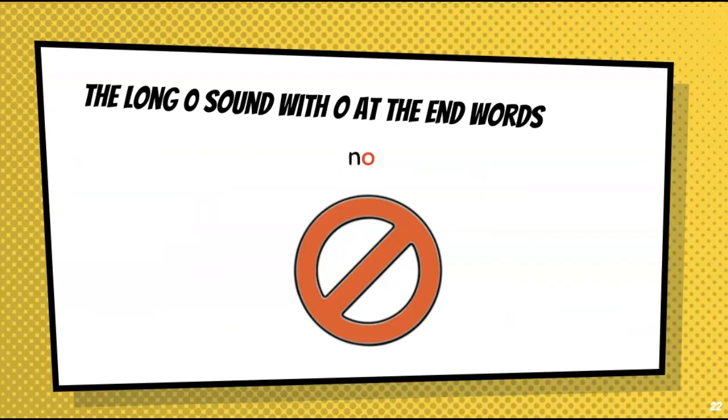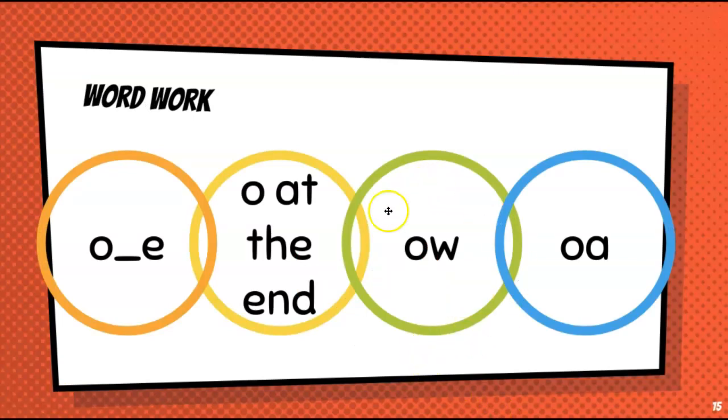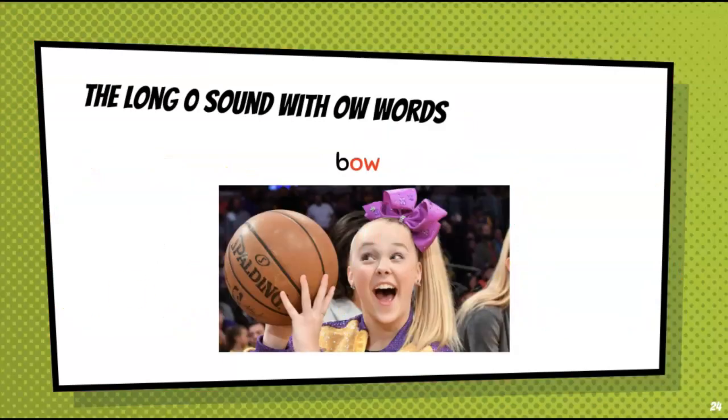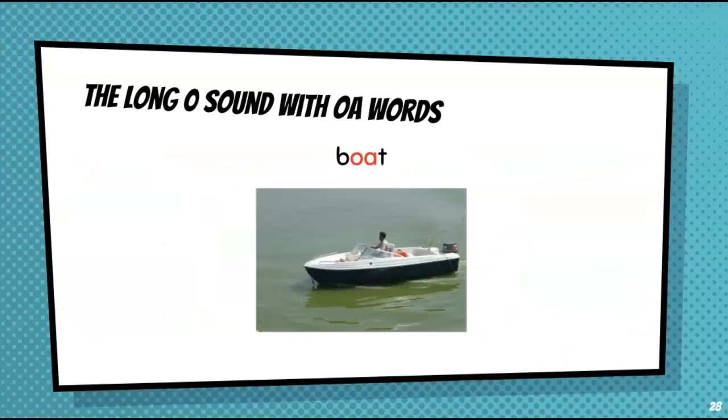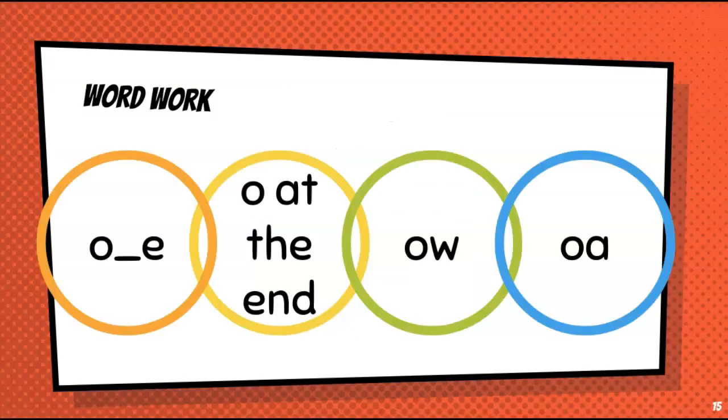We can also make the long O sound with an OW sometimes. Sometimes it makes the ow sound, but sometimes it sounds like a long O. And we can see that in the word bow. And the last way that we learned about to make the long O sound is OA. We saw an example of that in the word boat. So there are 4 ways that we now know how to make the long O sound. The long O sound sounds just like the letter O, and it's the first sound in the word oatmeal.